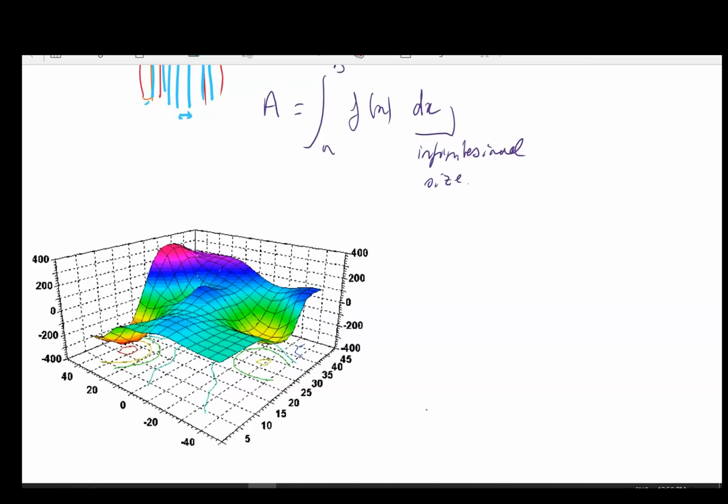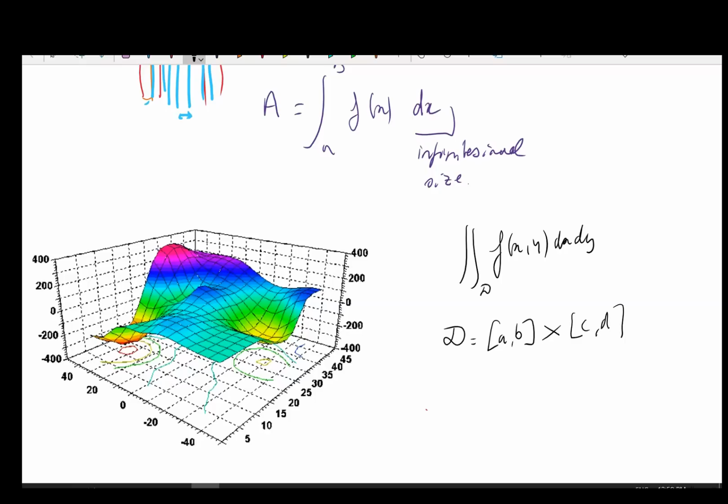Okay, so what's happening when you are doing a double integral, something like this, f of x, y, dx, dy on some domain D. Let's suppose that your domain D is very simple to write. It's just a rectangle, the interval AB times the interval CD, so that x is in AB and y is in CD.